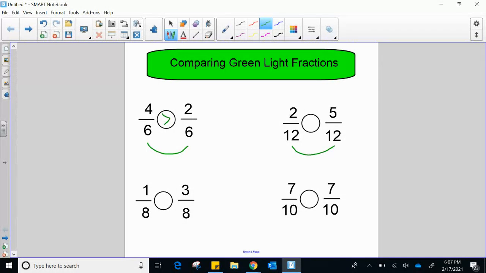Here we're dealing with 2/12 and 5/12. They're both twelfths, so they're the same size pieces. If I have 2 of these twelfths and I have 5 of these twelfths, I definitely have more if I have 5 of these twelfths.